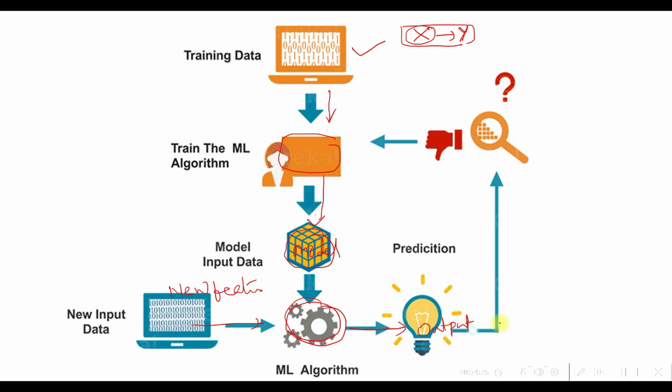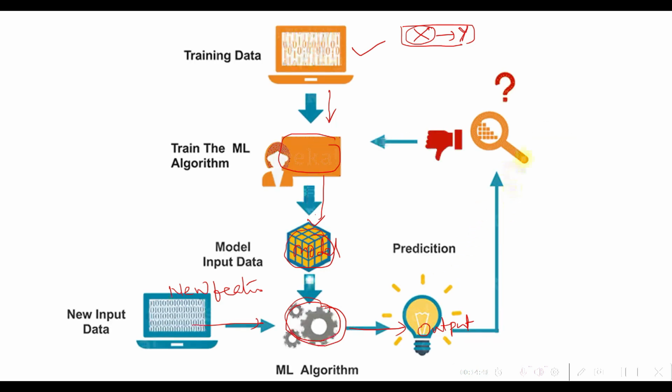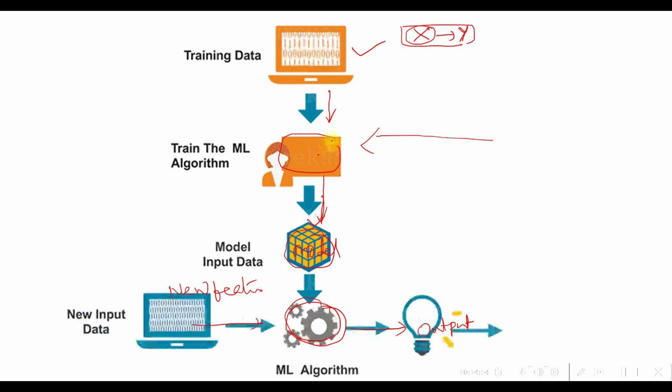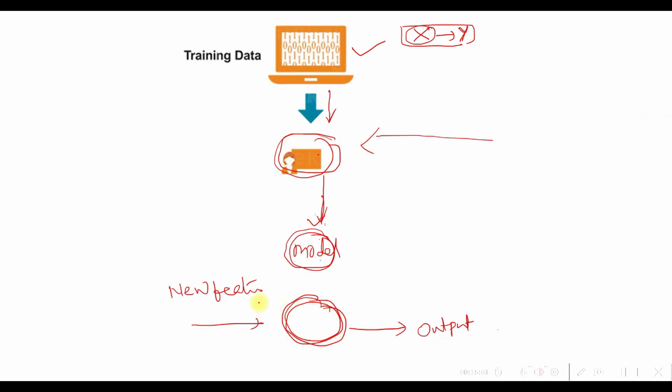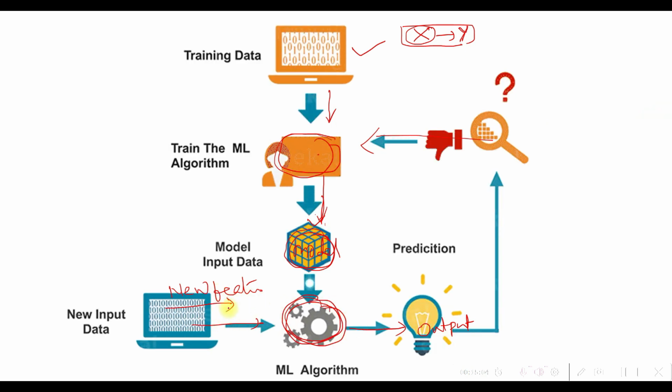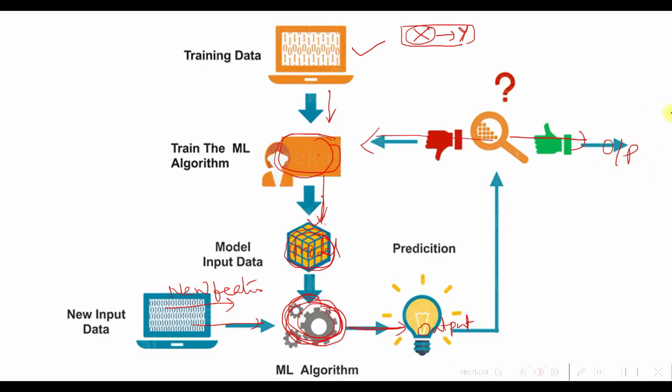If the corresponding output is good, then we can stop the process. Otherwise, we train the model once again and update the training data, and we get a new model. For this new model, we once again provide new data, and the model predicts the corresponding output. This process is repeated until we get the correct output successfully. So this is machine learning.